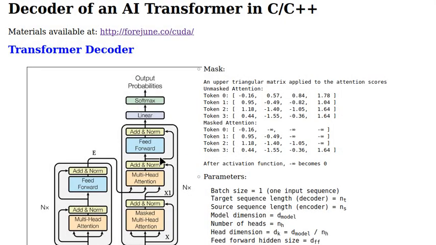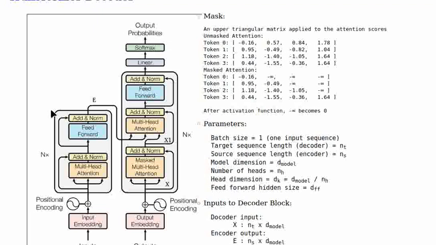In the previous video, we discussed the encoder and various components of an AI transformer and their implementations in C++. As a continuation, here we discuss the transformer decoder. This figure is from the original transformer paper. The left block is the encoder and the right block is the decoder.